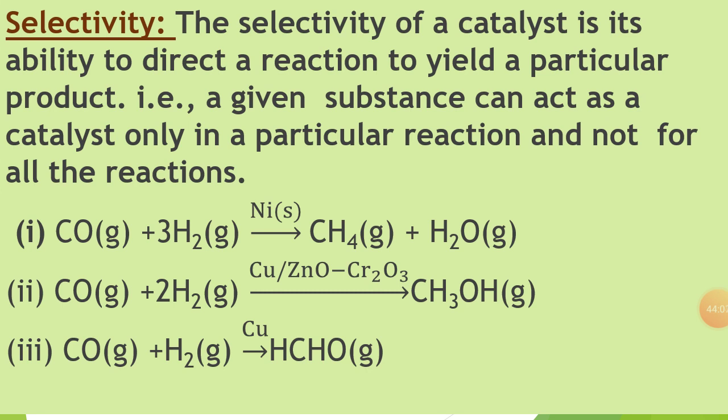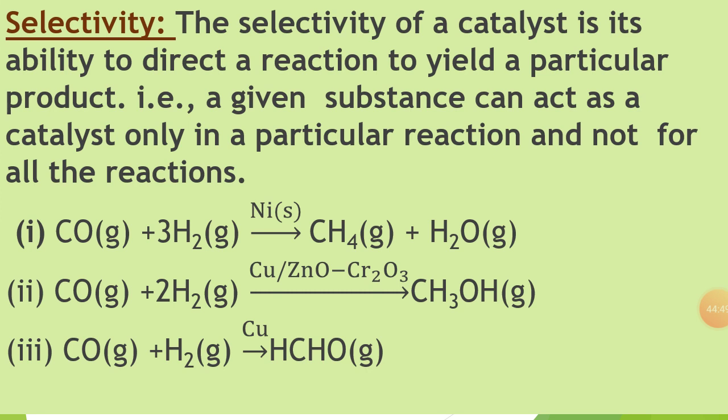That is, a given substance can act as a catalyst only in a particular reaction, but not for all the reactions. Here 3 examples are taken to explain the selectivity of catalyst. First example, CO plus 3H2. Again recall, CO plus H2 is known as water gas or synthetic gas. This also came in 11th class unit 9, hydrogen. When CO plus H2 are combined in presence of nickel, the product is methane and water.